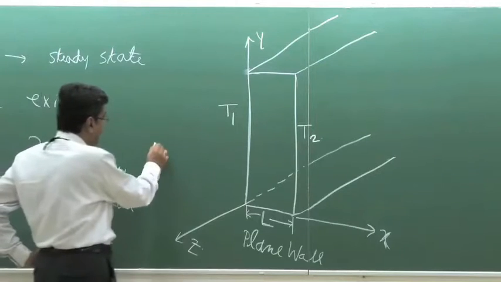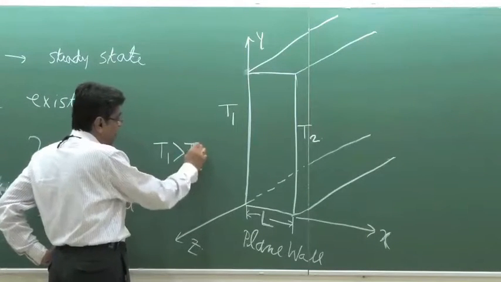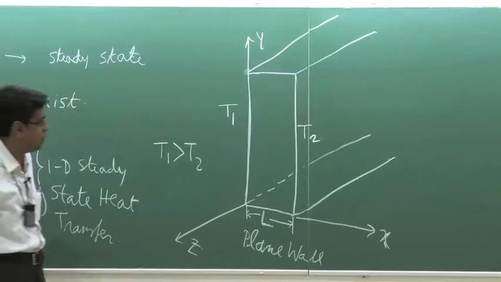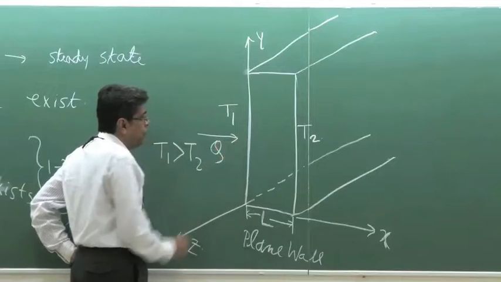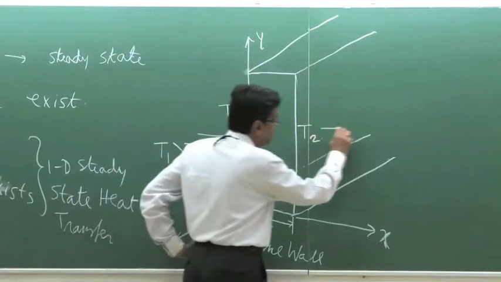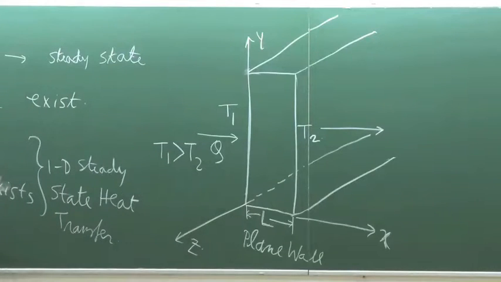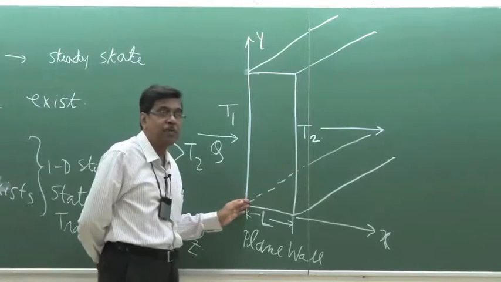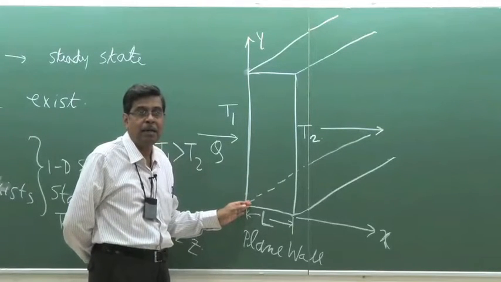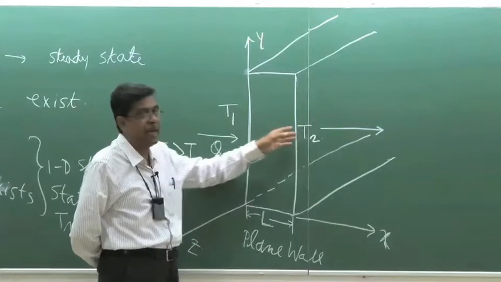And if T1 is greater than T2, by our basic definition of heat transfer, heat will flow in this direction, from high temperature to low temperature. Now, this case assumes a one-dimensional heat transfer. Why? Because temperature varies only in the x direction.